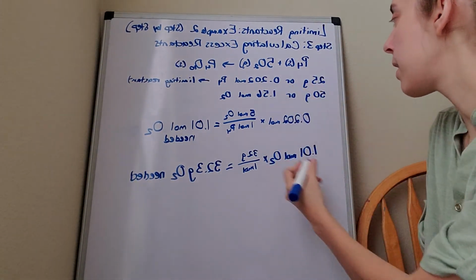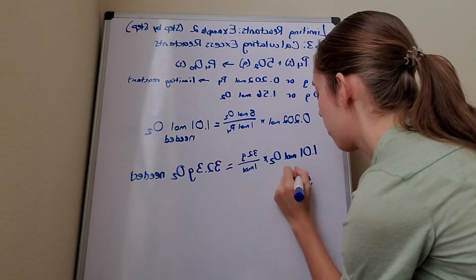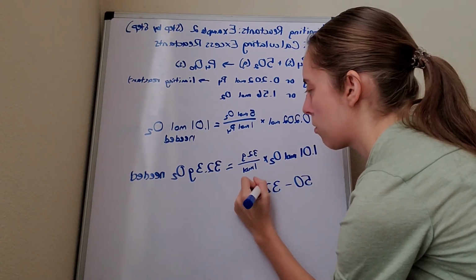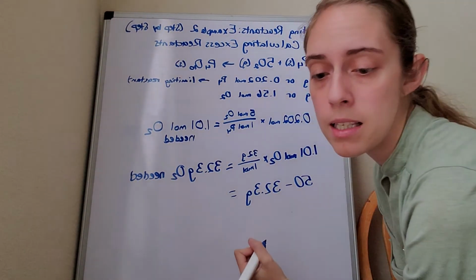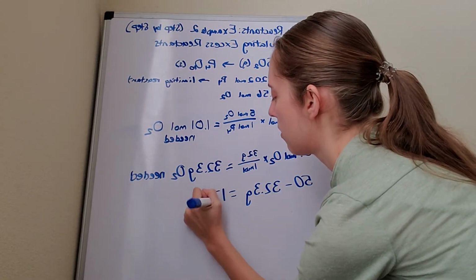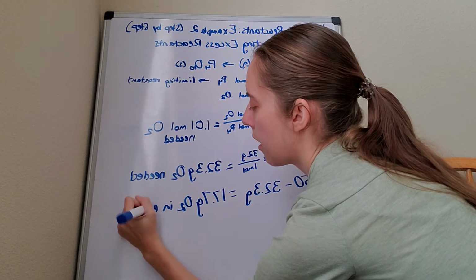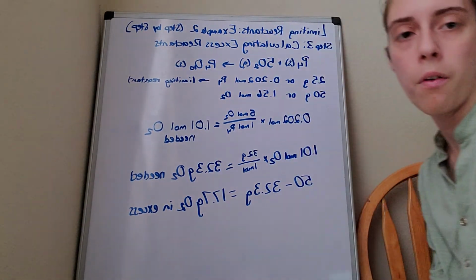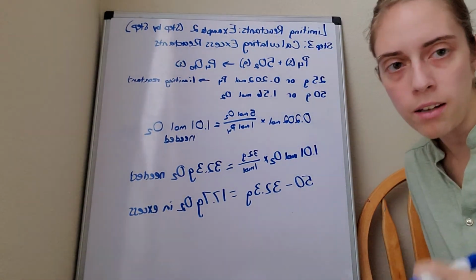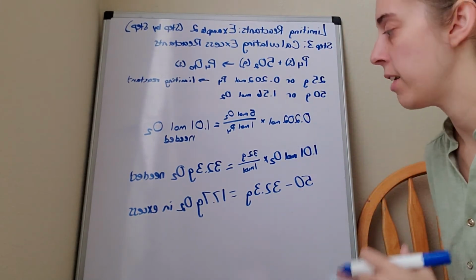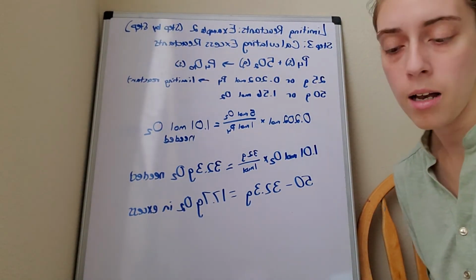So now how do we calculate how much extra? Well, we were only given 50 grams to start. So 50 minus 32.3 grams means that we have 17.7 grams of O2 in excess. That is how you are going to calculate how much of a reactant you have in excess.